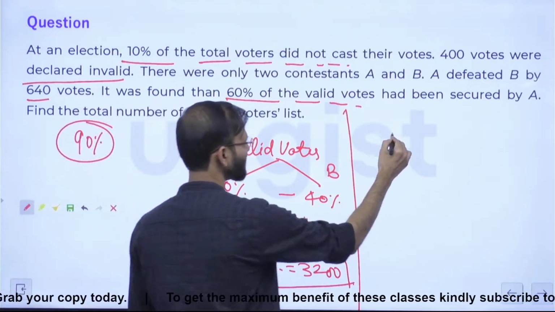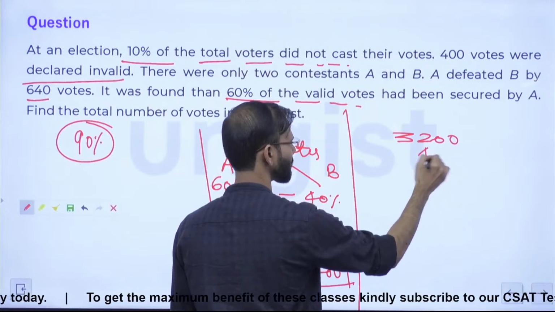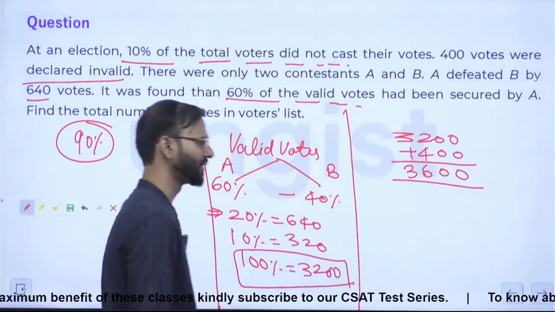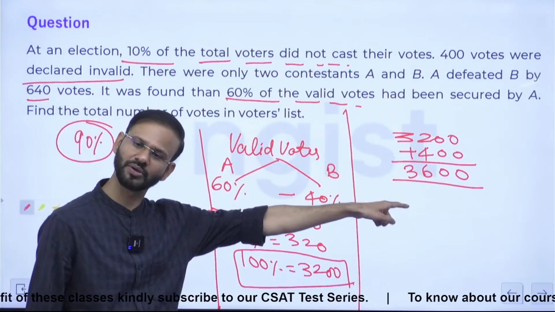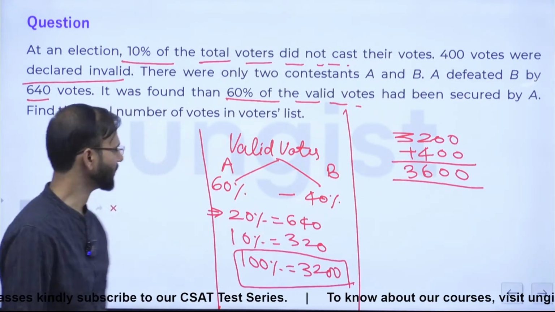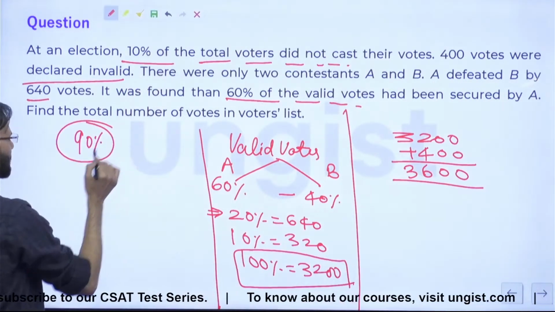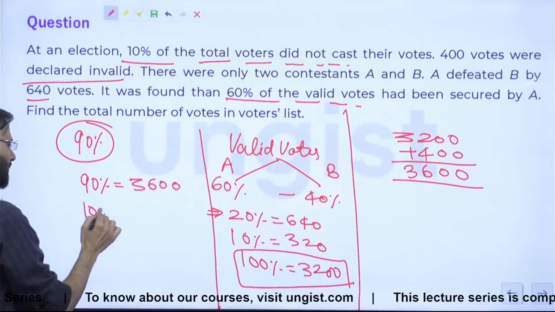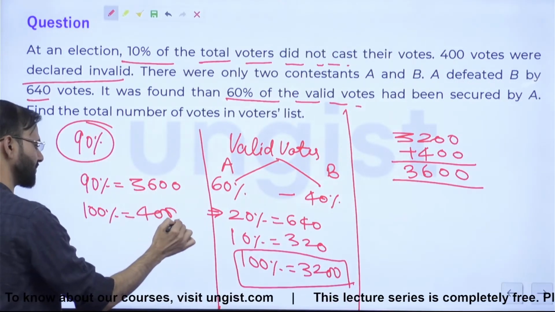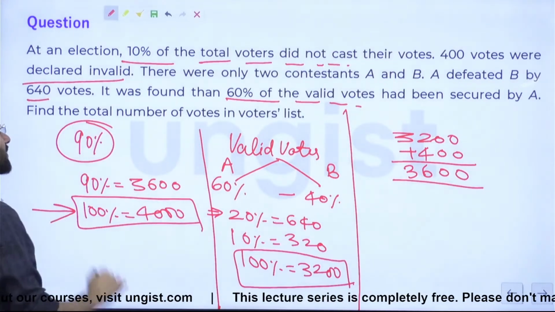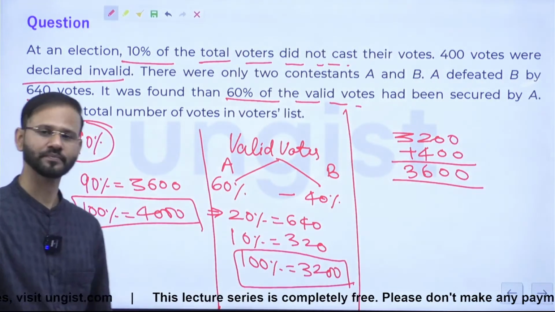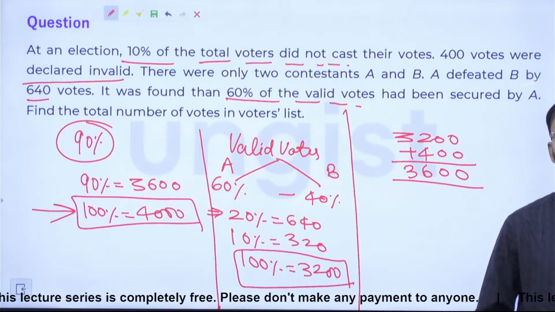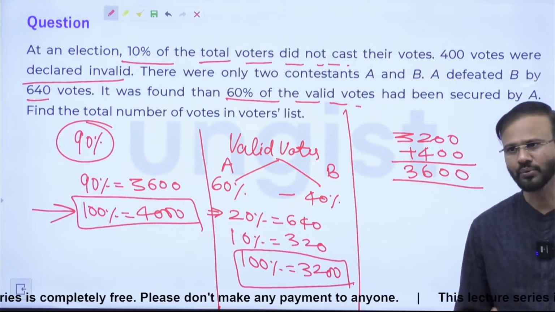So 3200 plus 400 is the total number of votes cast on that day, guys. So 90% of the voters list is equal to this much. Guys, what is 100%? Tell me. 4000. Very good. So the total number of votes in the voters list was 4000. 4000 people were expected to vote on that day. Guys, is it clear? Any doubt? Any query?